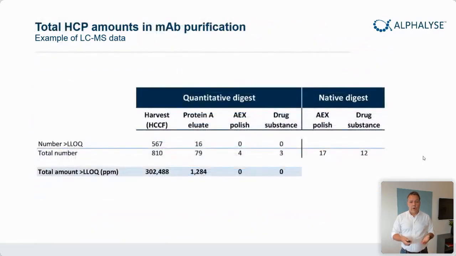We also provide a total number of HCPs using this method, and you can see here it's similar to the kind of results you would get with an ELISA. So you have the total amount in ppm recorded, and will be able to compare from batch to batch. And just see here that we actually did find some host cell proteins using both the quantitative and the native digest, but for the last two samples, none of those were above the lower limit of quantification.